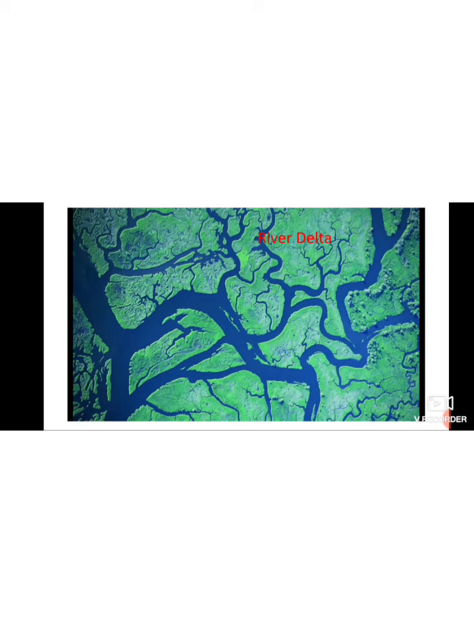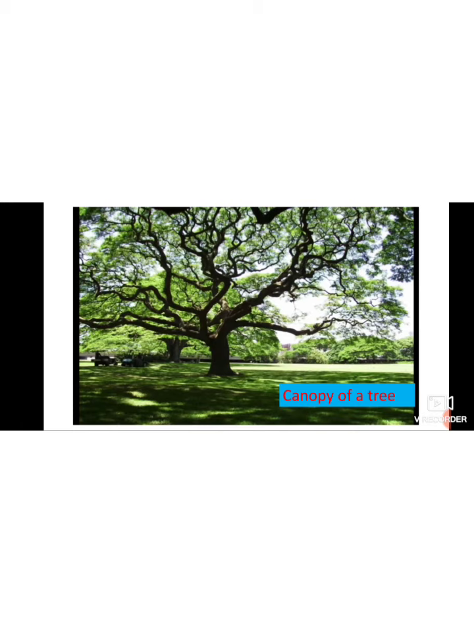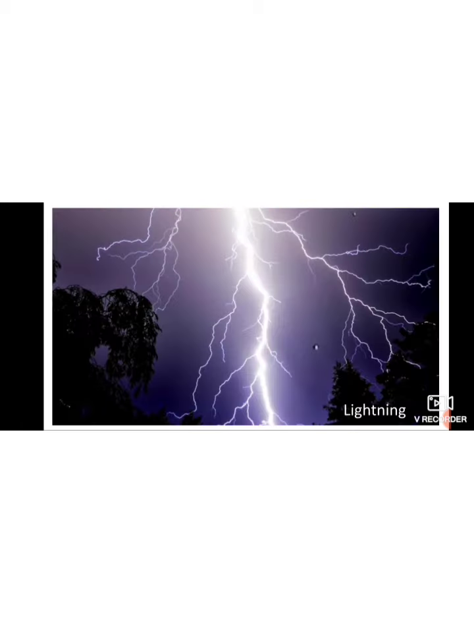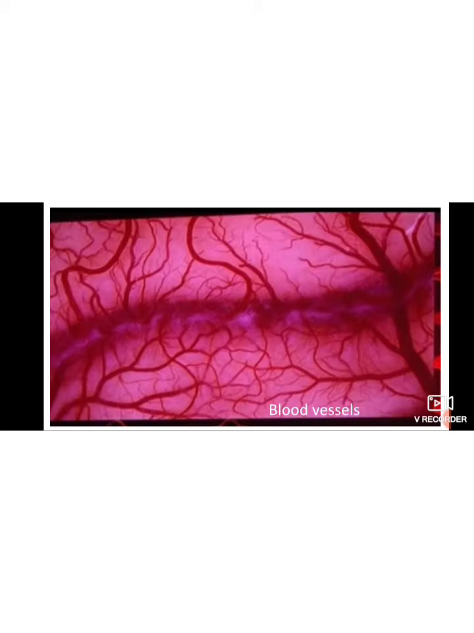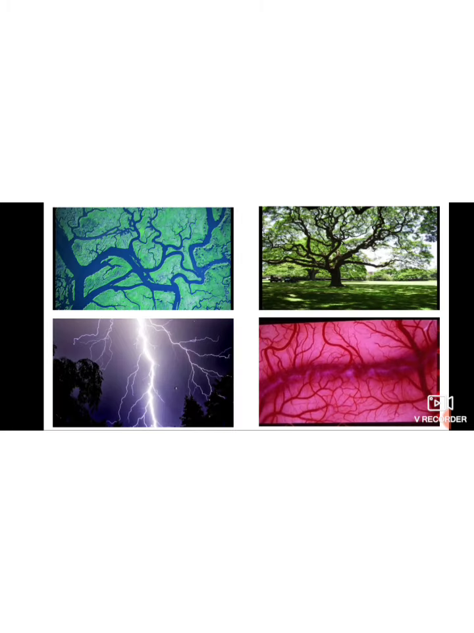This river delta that is formed near the mouth of the sea is a patchwork like this. A pattern is formed like this. The same pattern can be seen on the canopy of a tree. The same pattern is repeated in lightning. The same pattern is there in every inch of our body because our blood vessels look like this. So, from this, we come to know this pattern is repeated in nature.